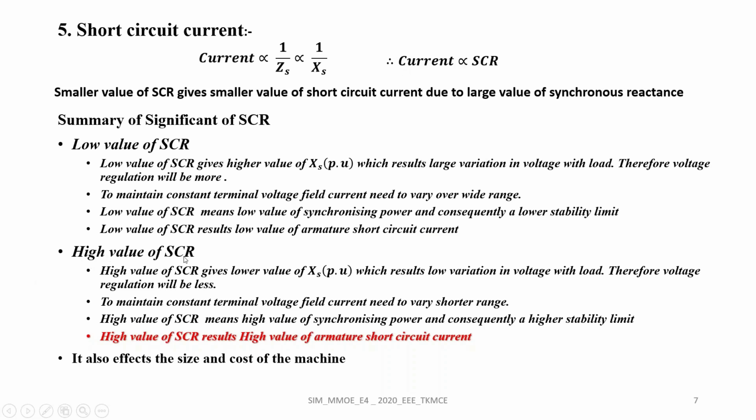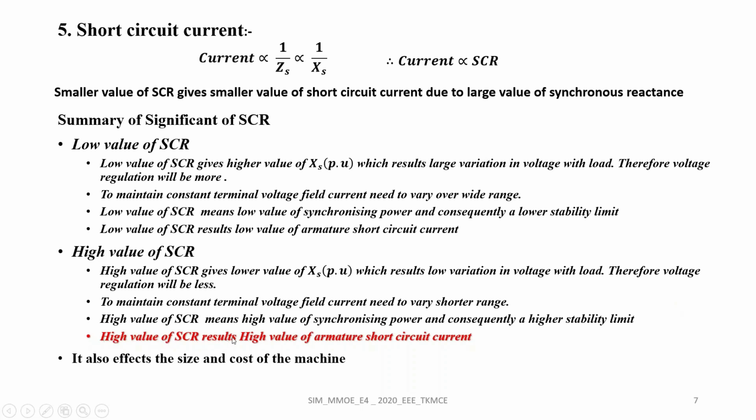Then coming to a high value of SCR, high value of SCR gives lower value of Xs, which results in low variation in voltage with load. Therefore, voltage regulation will be less. High value of SCR gives lesser voltage regulation. Then, to maintain constant terminal voltage, field current needs to vary over a shorter range. Then, high value of SCR means high value of synchronizing power and consequently a higher stability limit.